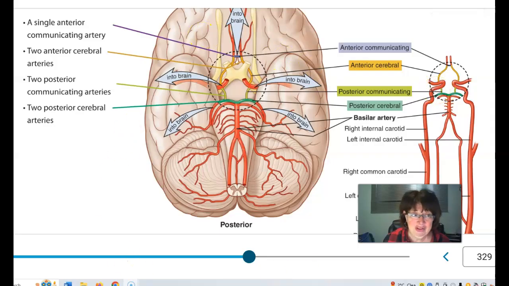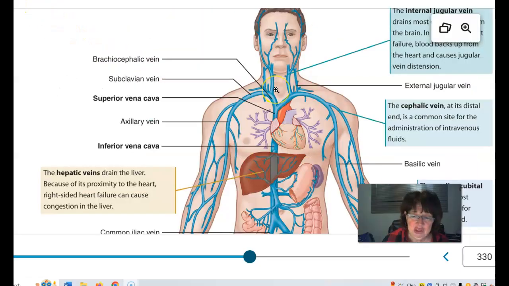Don't worry about the naming of these, but this is a beautiful example of anastomosis, which is more than one way to get blood to cells. We will look at the principal veins on page 330.